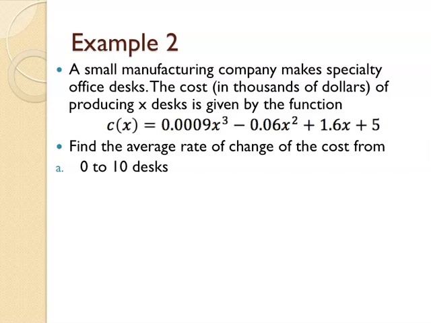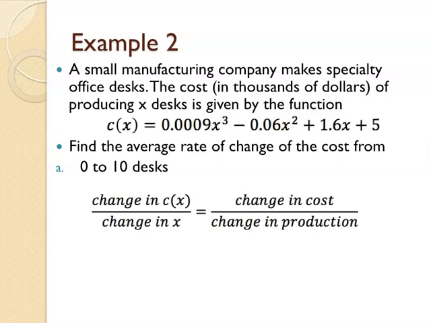So we are going to find the change in C of x over the change in x. That's the change in cost over the change in production, the number of desks being produced. Before we get into calculating this, let's talk about what this actually means. How big is the difference from not producing any desks at all to producing 10 desks? Is that rate of change high or low? Would you expect it to be higher or lower than the next part, from 10 to 30 desks?